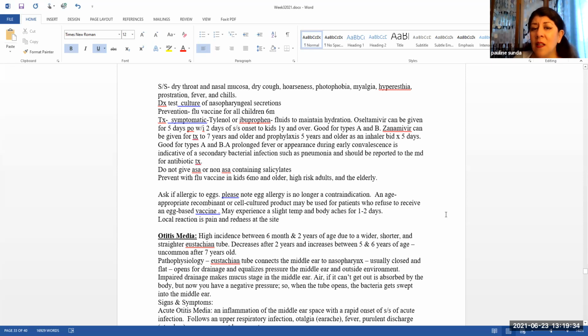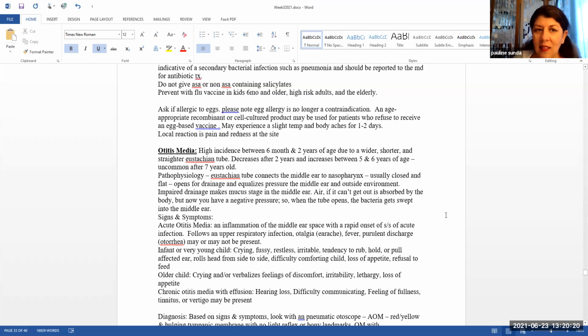A prolonged fever or a fever that reappears during convalescence is indicative of a secondary bacterial infection such as pneumonia and should be reported to the doctor for antibiotic treatment. We do not give aspirin or any kind of aspirin-containing salicylates to children that have any kind of flu-like symptoms. Really, we don't want to give children aspirin. There are a couple of exceptions, which we will talk about. But in general, no aspirin or aspirin-containing medications for children. As I mentioned before, we can prevent the flu with the flu vaccine, and children 6 months and older can get that.